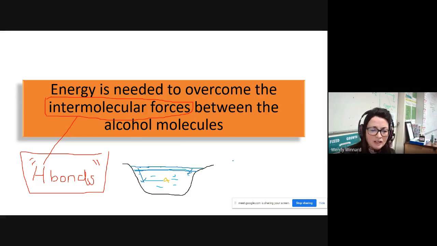If you're ever asked why water has such a high boiling point, it's because energy is needed to overcome the hydrogen bonds between the alcohol molecules or water molecules or whatever hydrogen bonds.